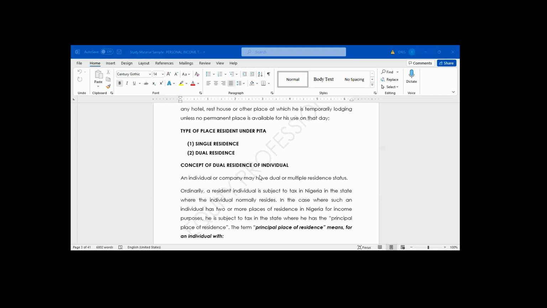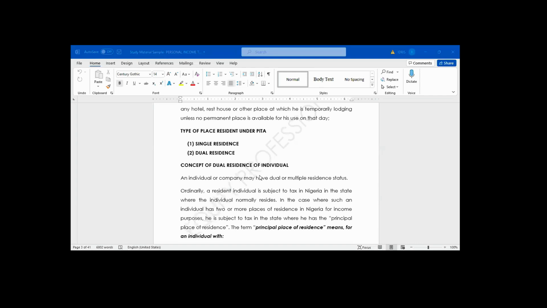Okay, we are talking of dual residence. Dual residence simply means a situation whereby an individual or company that is subject to tax in Nigeria has more than one place of residence.